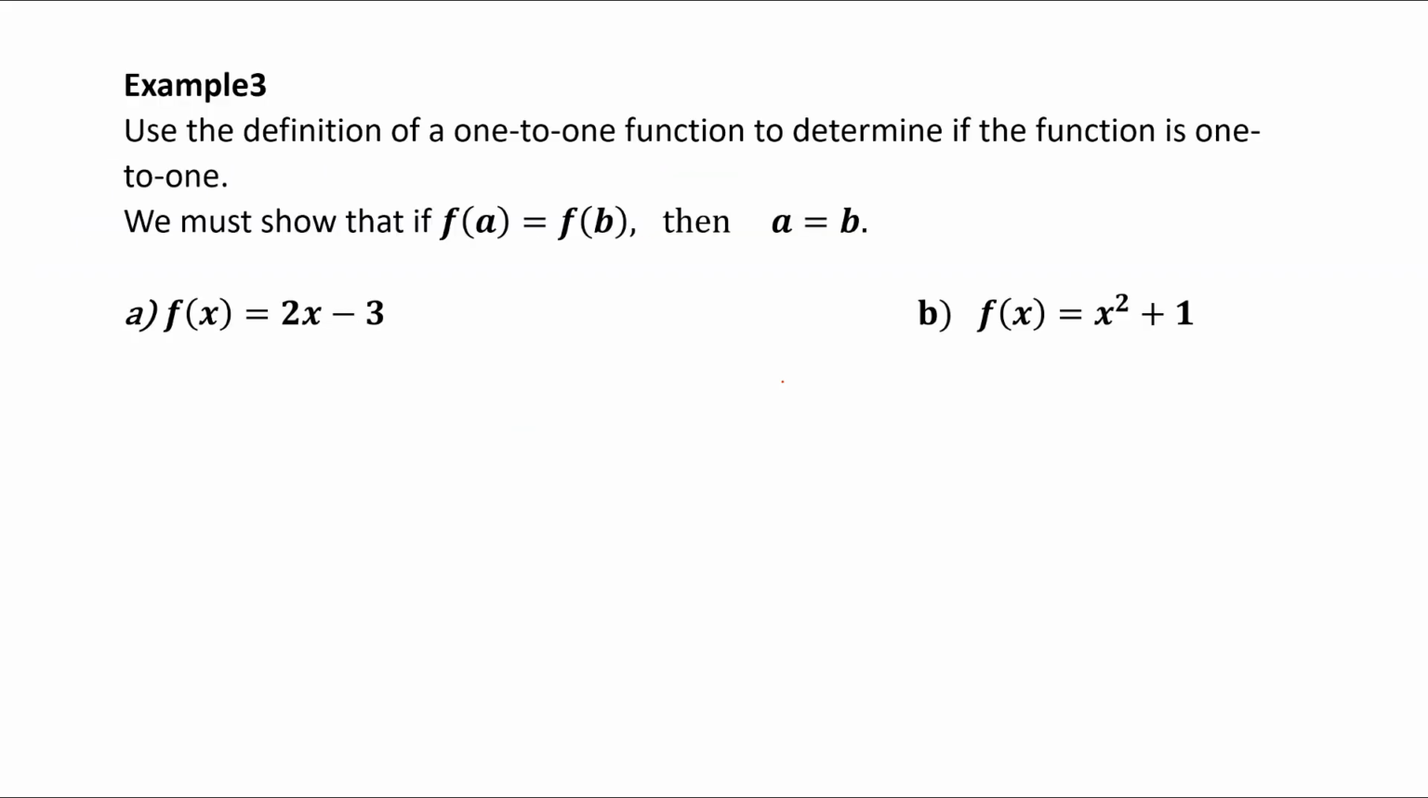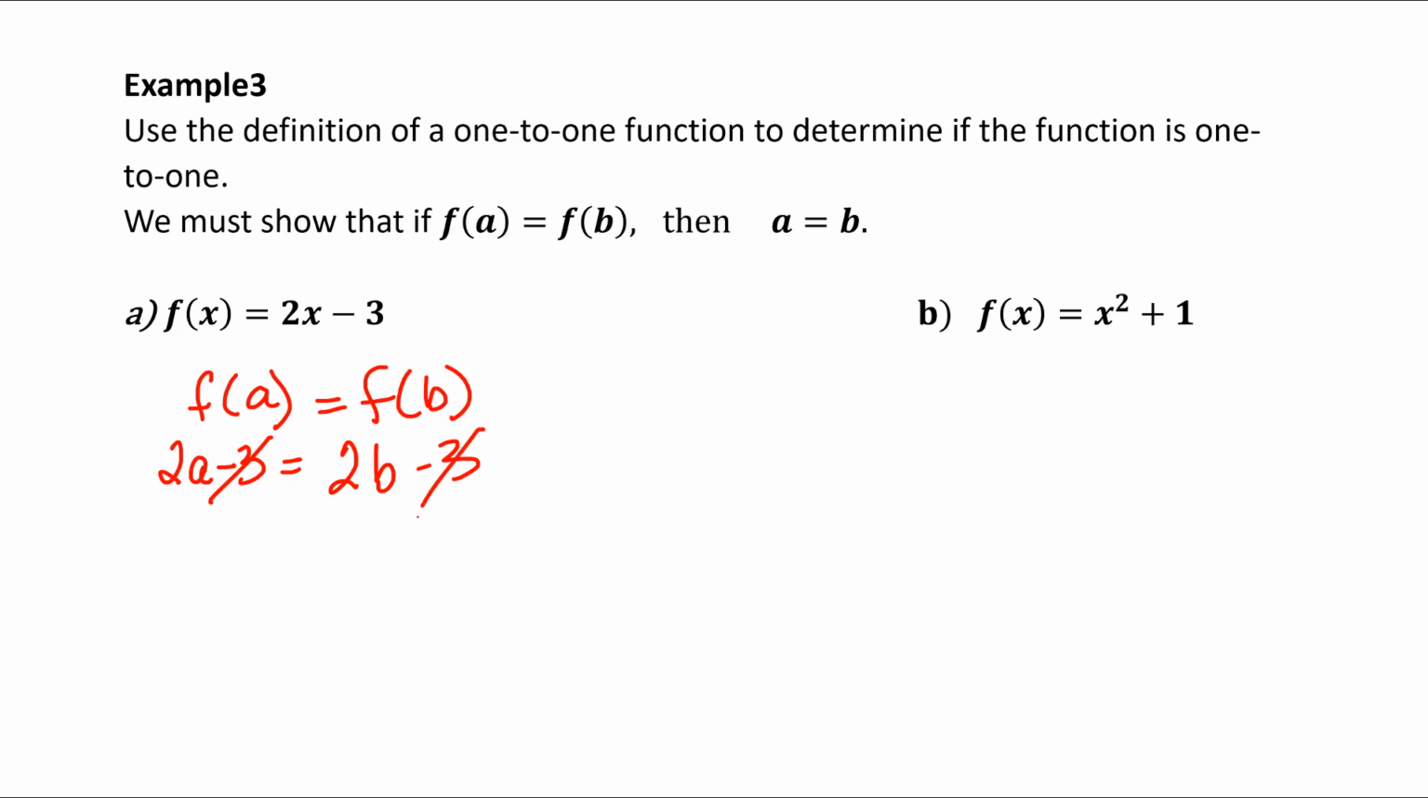So what we're going to do here is use that definition to show whether each of these functions is one-to-one. So we've got this function f of x, 2x minus 3. Let's say that f of a equals f of b. What is f of a? 2a minus 3. And what is f of b? 2b minus 3. Does that mean that a has to equal b? If it does, then yeah, this is a one-to-one function because that's what the definition of a one-to-one function says.